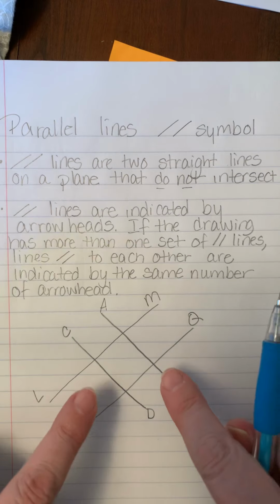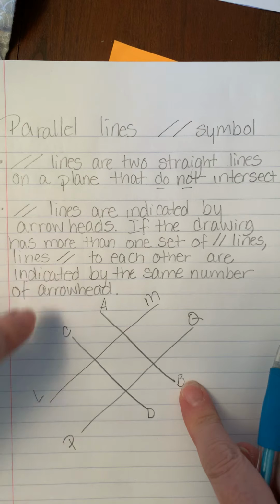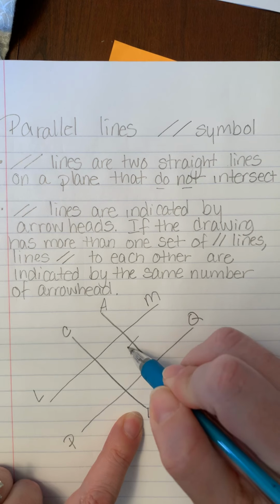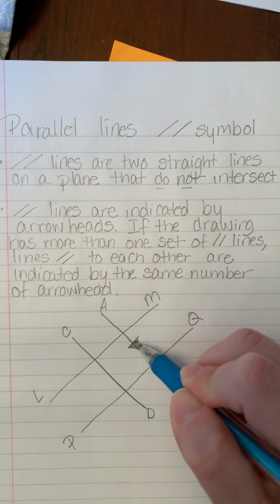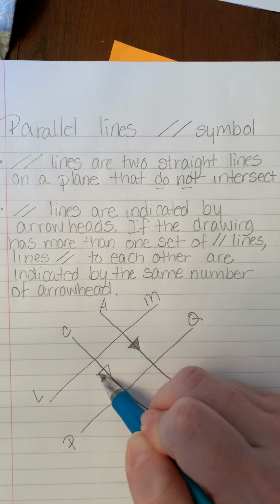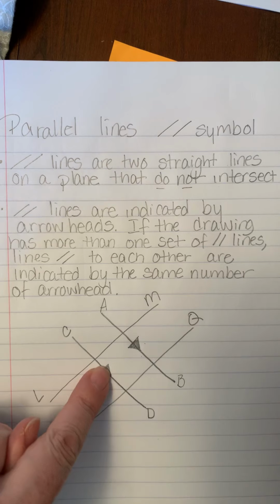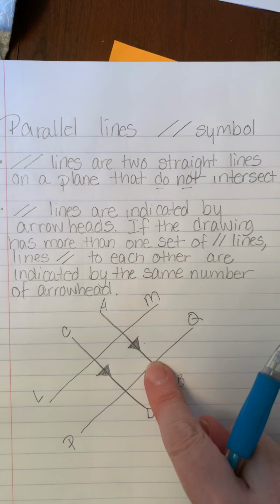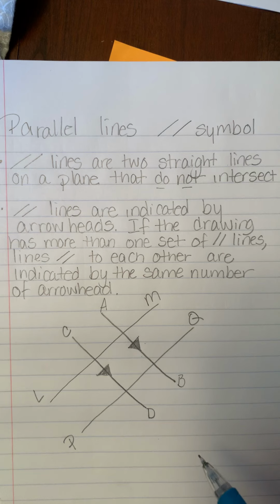So let's look at AB. Who's the parallel line to AB? CD. So you're going to draw a little arrowhead, a triangle, literally on the line, and color it in. We're only going to do one triangle on this line and one triangle on this line because these two are friends. This line is parallel to that line. This line cannot be parallel to that line because they intersect. So AB and CD are friends. That is our first set of parallel lines.